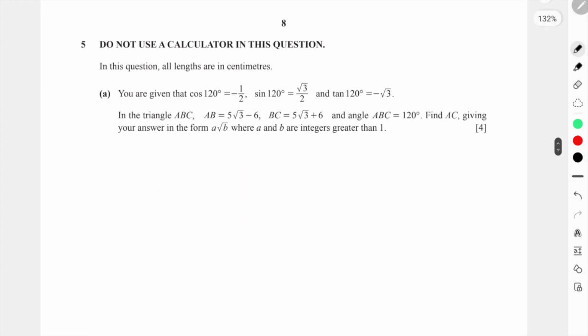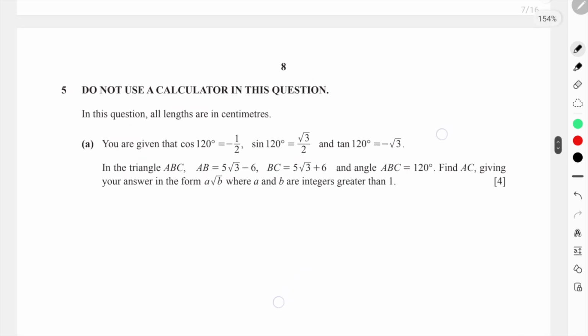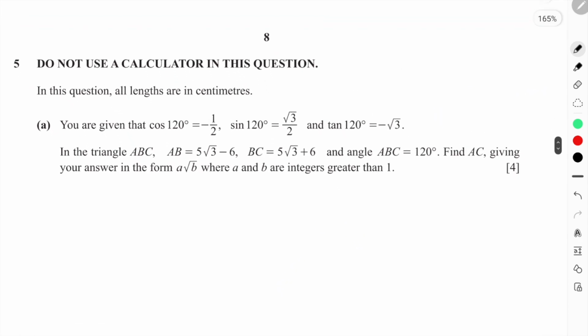Okay, in this one, do not use a calculator. All right. So in triangle ABC, AB is this. So first, before even approaching the question, draw a diagram. So we know that it's going to be something like this. This is B, this is A, this is C. And then AB is 5 root 3 minus 6.